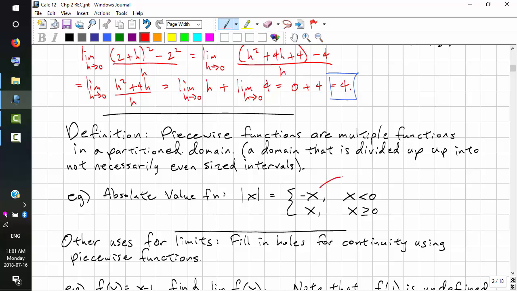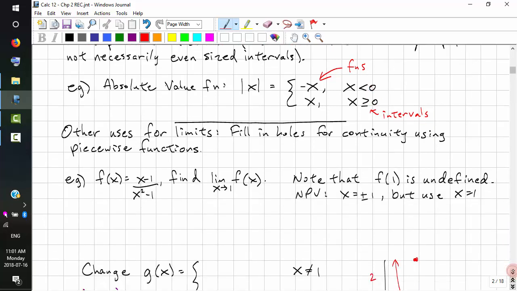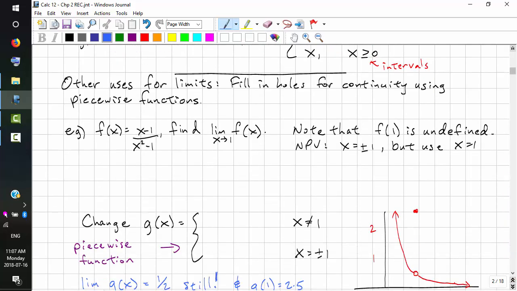Okay, these are our functions. Remember, I'm abbreviating function with Fn. And these are our intervals. Okay, there's two partitions here. So we have other uses for limits. We can fill holes for continuity using piecewise functions, or we can change a discontinuous function into a continuous function.